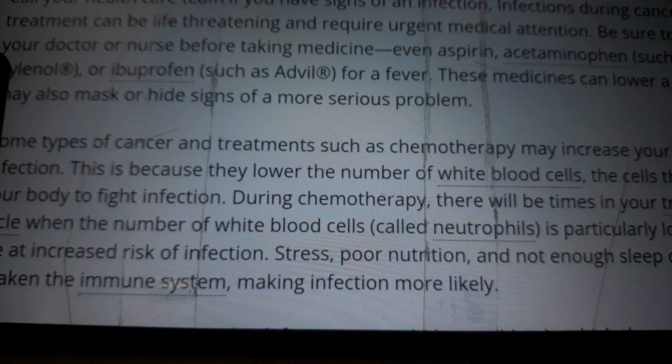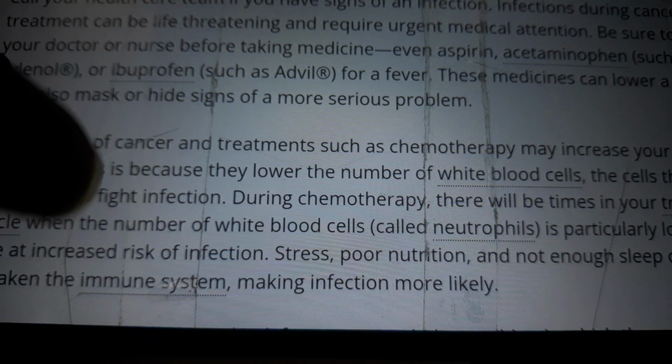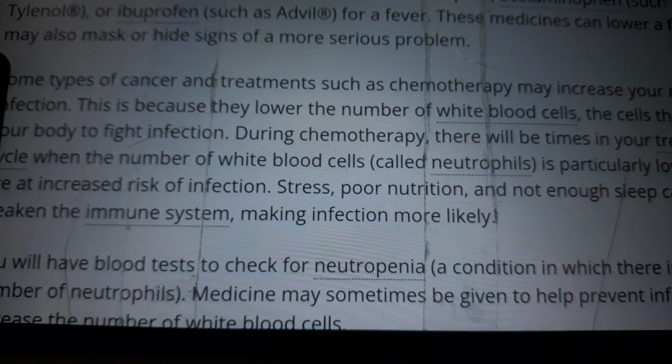Even aspirin, acetaminophen such as Tylenol, or ibuprofen such as Advil, for fever. These medicines can lower a fever but may also mask or hide signs of a more serious problem. So inform your medical team.